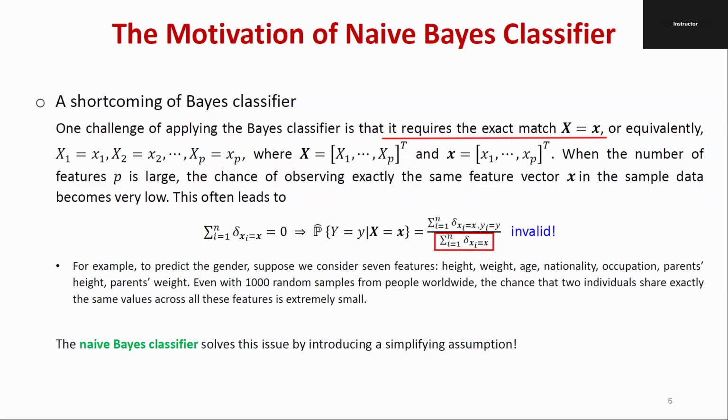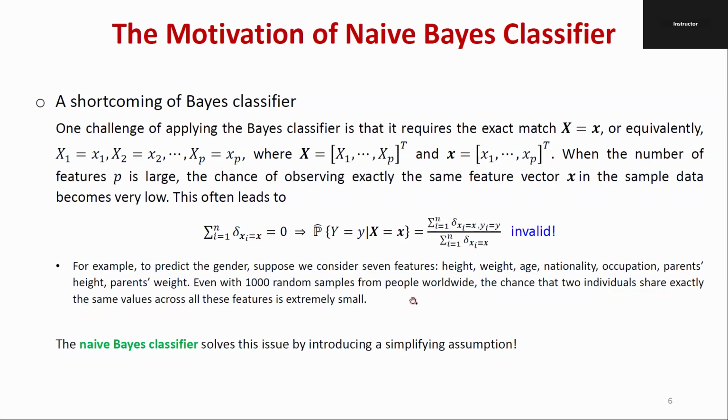It's very low. As a super simple example, say I want to predict gender. Suppose we consider, instead of two, seven features: height, weight, age, nationality, occupation, parents' height, parents' weight, something like that. Now suppose I have 1,000 random samples from people worldwide. I'm gonna ask you, what is the chance that among these 1,000 people, two individuals share exactly the same value across all these features?